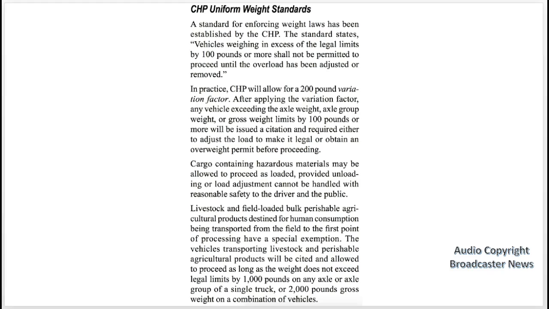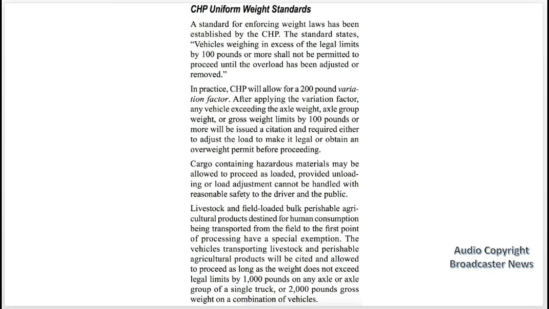After applying the variation factor, any vehicle exceeding the axle weight, axle group weight, or gross weight limits by 100 pounds or more will be issued a citation and required either to adjust the load to make it legal or obtain an overweight permit before proceeding. Cargo containing hazardous materials may be allowed to proceed as loaded, provided an unloading or load adjustment cannot be handled with reasonable safety to the driver and the public.